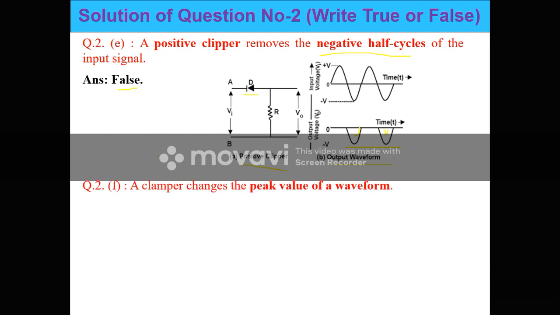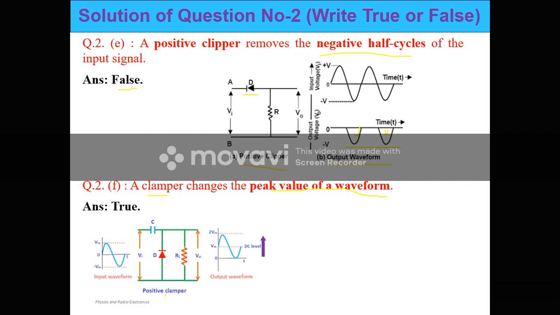Next is, a clamper changes the peak value of a waveform. Yes, this statement is true. If you remember, the DC level will be changed, so that's why the peak value will be changed. So this statement is true.